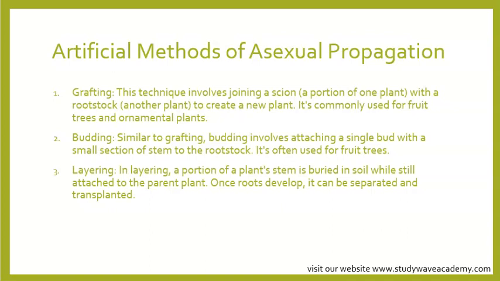1. Grafting. This technique involves joining a scion with a rootstock to create a new plant. It's commonly used for fruit trees and ornamental plants. Grafting involves taking a piece of one plant and attaching it to another plant. These two parts grow together and become one plant. This method is often used in fruit trees to combine the qualities of different varieties onto a single tree.